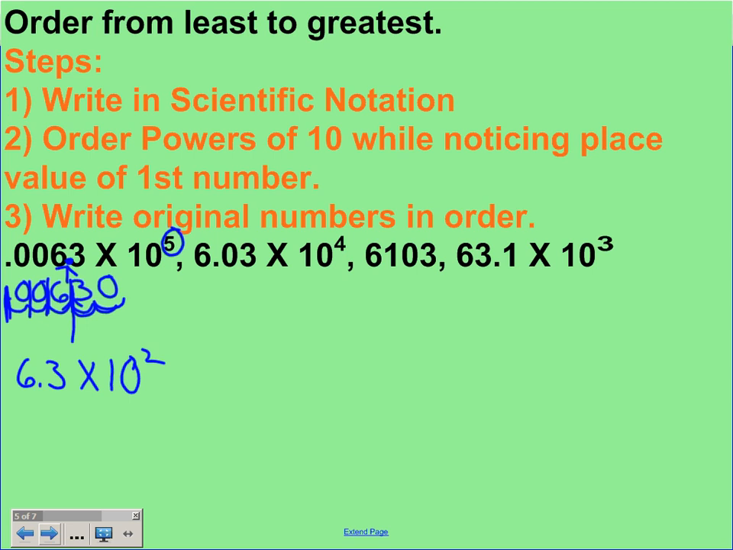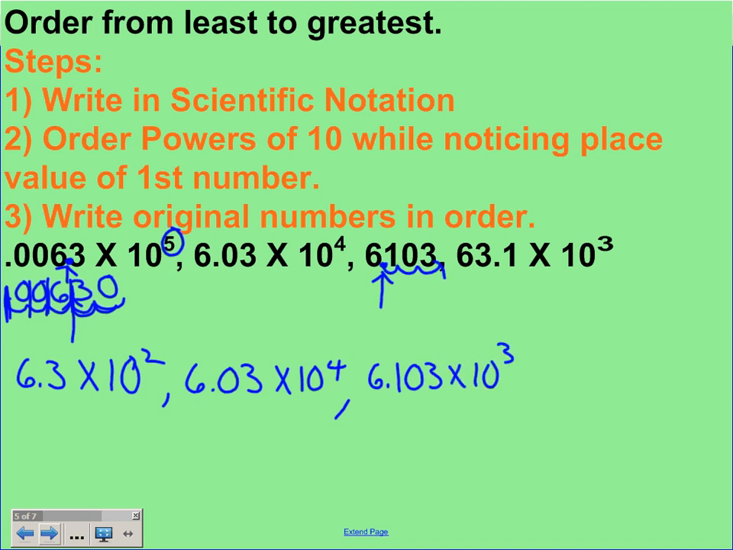The second one is already in scientific notation, we like that part. I'm just going to rewrite it. And then the third example, to put it in scientific notation, we would put the decimal between the 6 and the 1, times 10 to the minus 1, 2, 3.